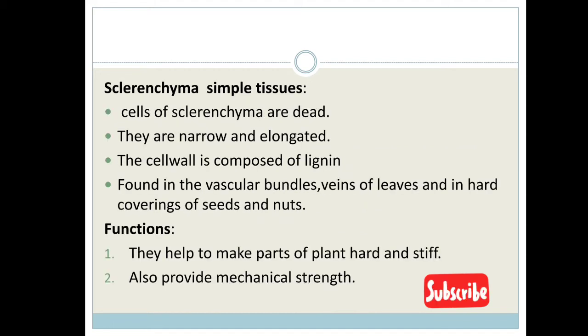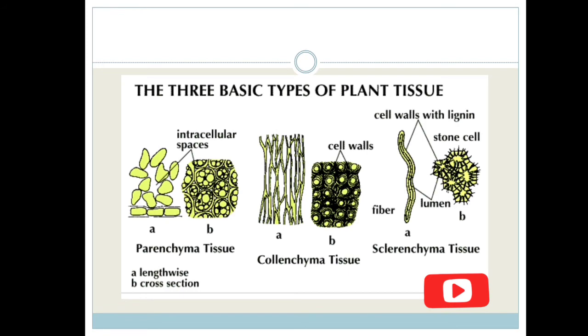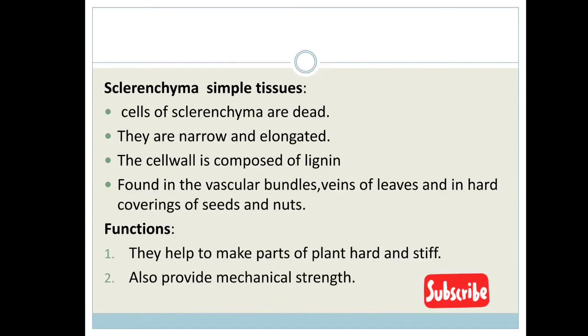Next is the sclerenchyma simple tissue. So here the cells of the sclerenchyma are dead, then they are narrow and elongated. So you can see here in the picture, elongated and narrow, and also the cell wall is composed of lignin, and this sclerenchyma simple tissue is found in the vascular bundles and in the veins of leaves, and also in the hard coverings of seeds and nuts. So this type of tissue, their function is that they help to make the parts of the plant hard and stiff, and also they provide the mechanical strength.